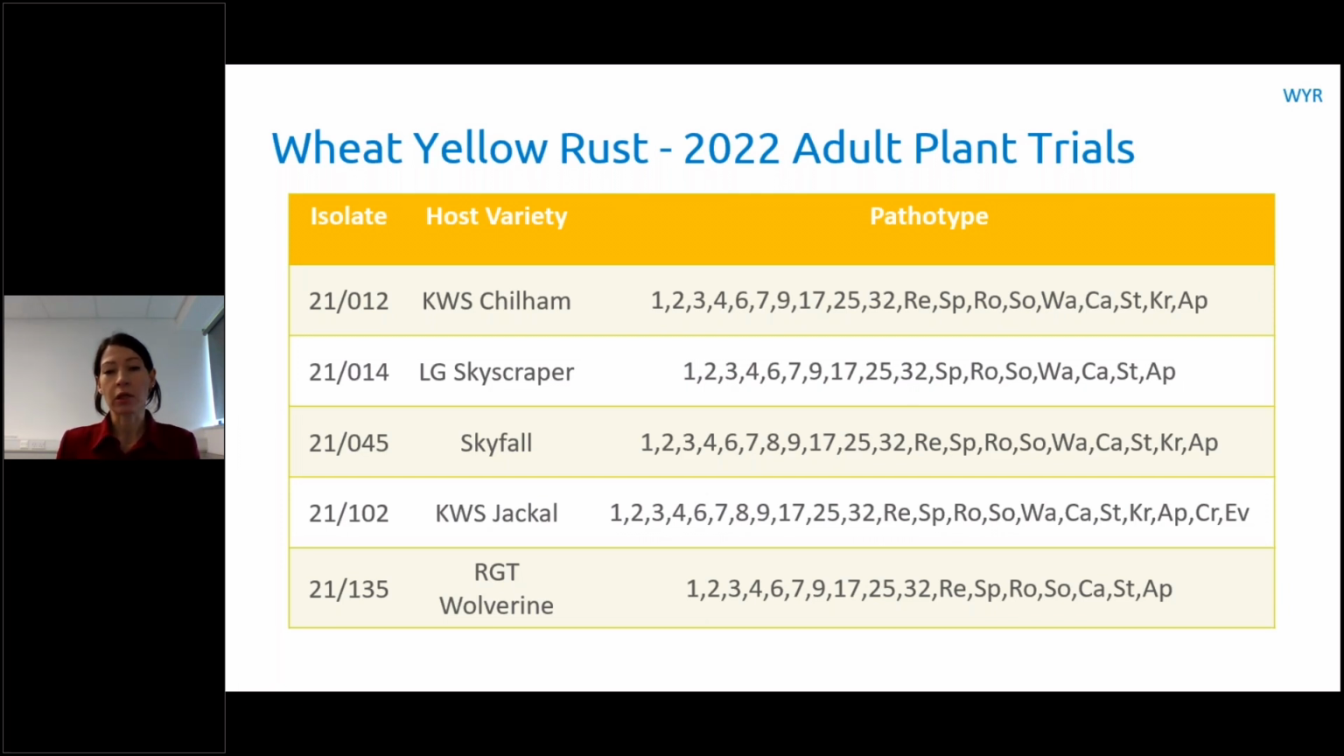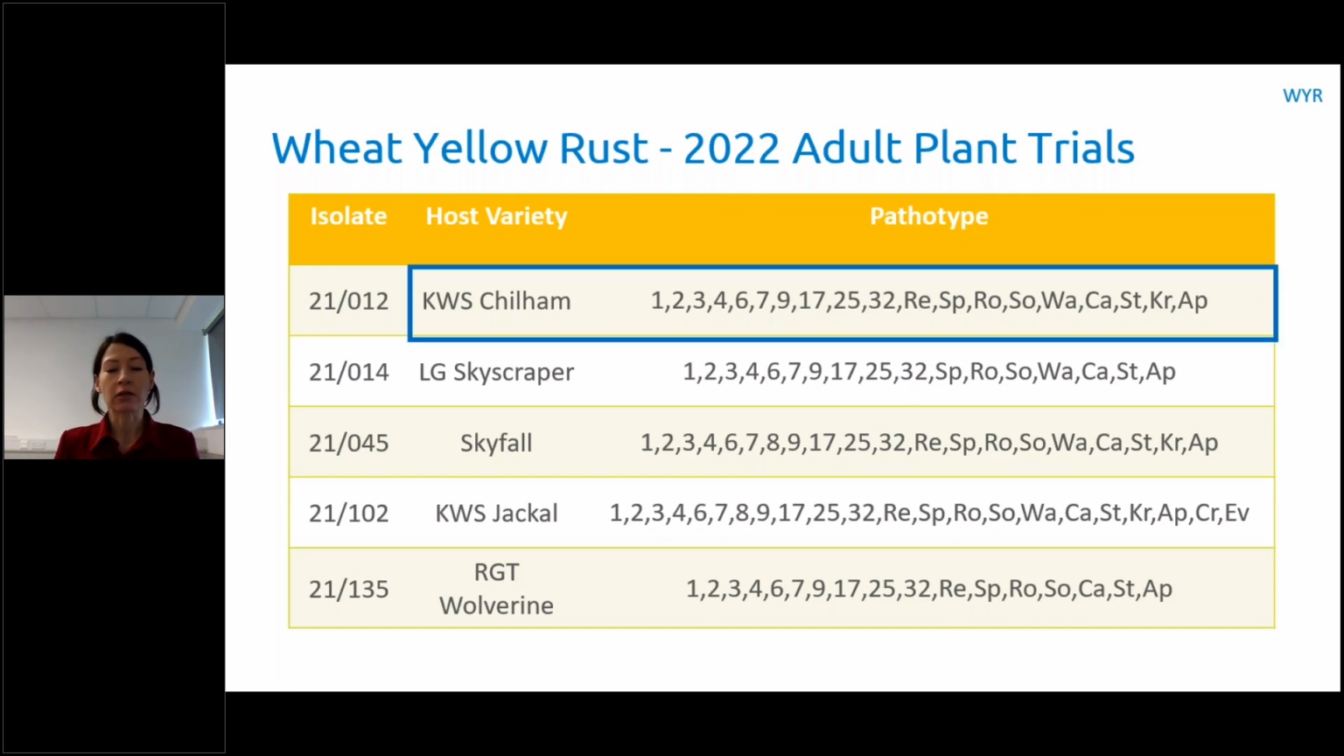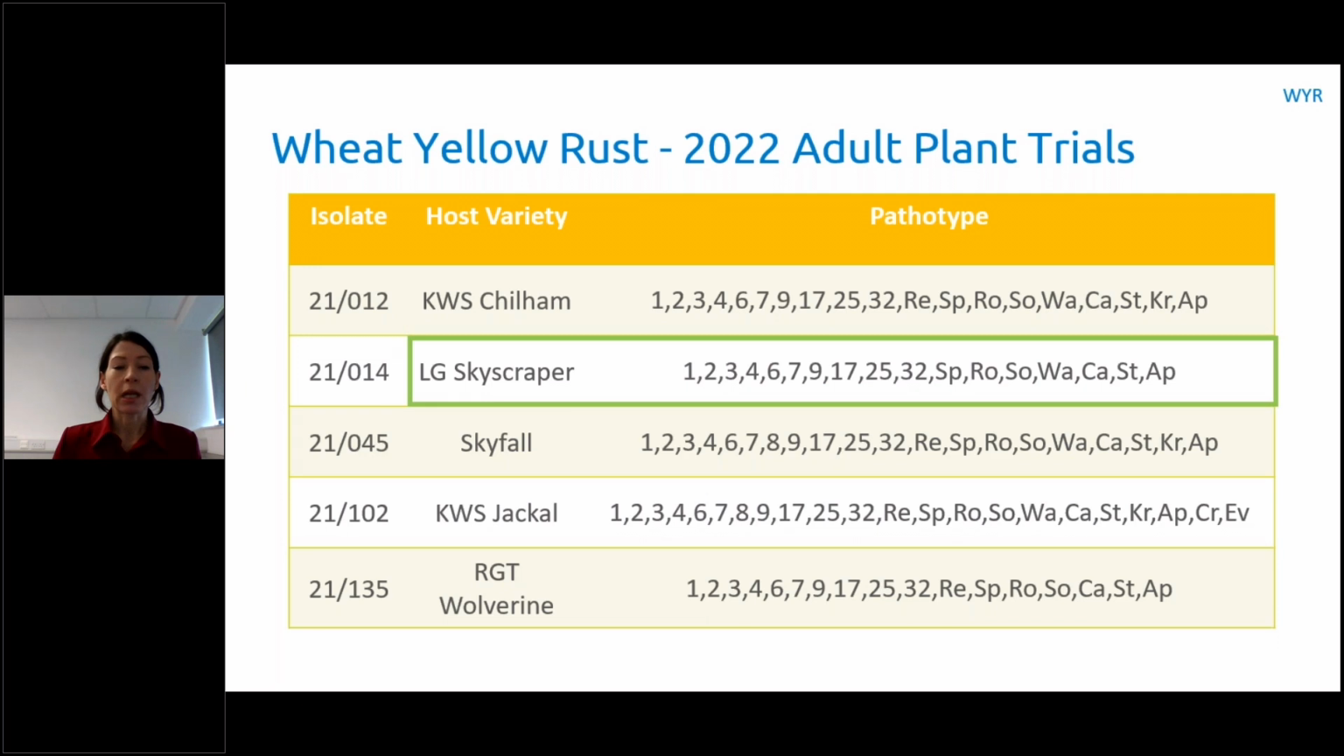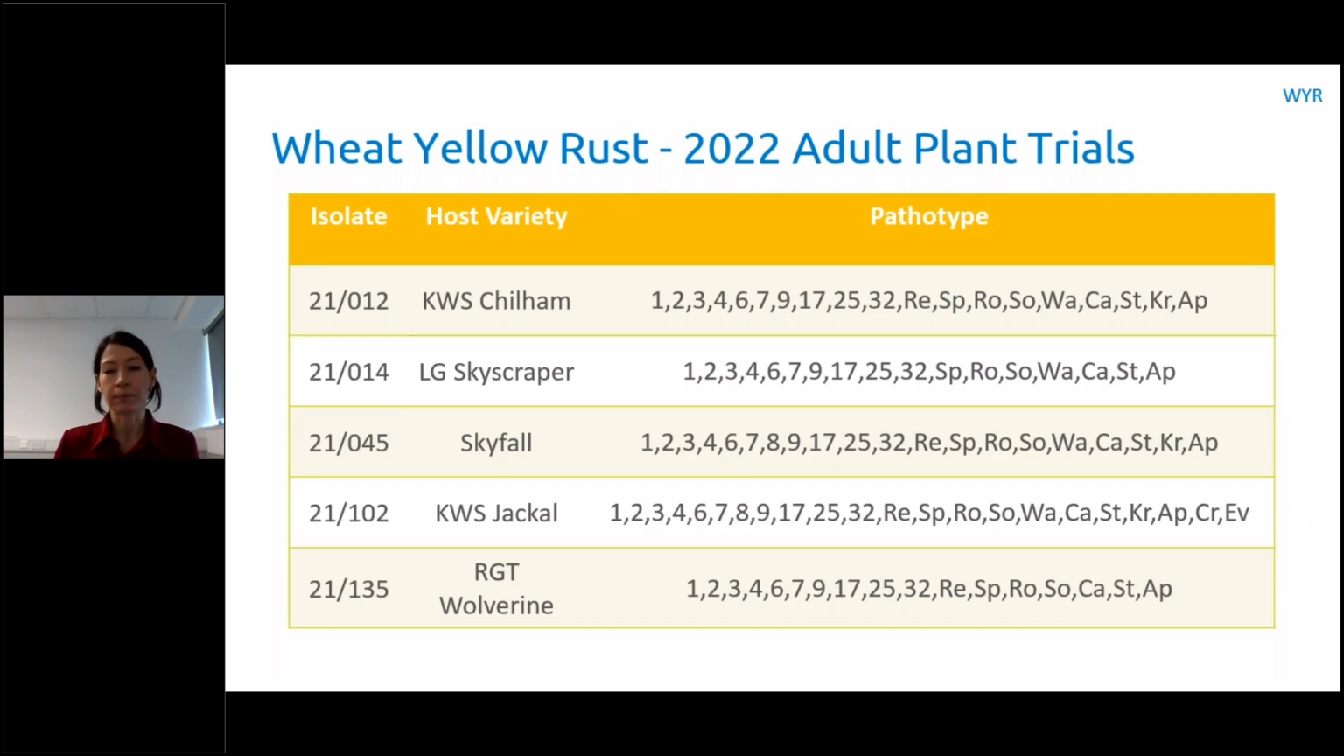These were the ones that were in the ground in 2022, and they were inoculated with isolates from the 2021 survey. If we have a look at the isolates that we used, 2112 was from KWS Chilham, a spring wheat, and we selected that one because it was from a common pathotype in 2021 called Red 36. We selected 2114 from LG Skyscraper, and that one was selected again because it had another common pathotype that year called Red 41.